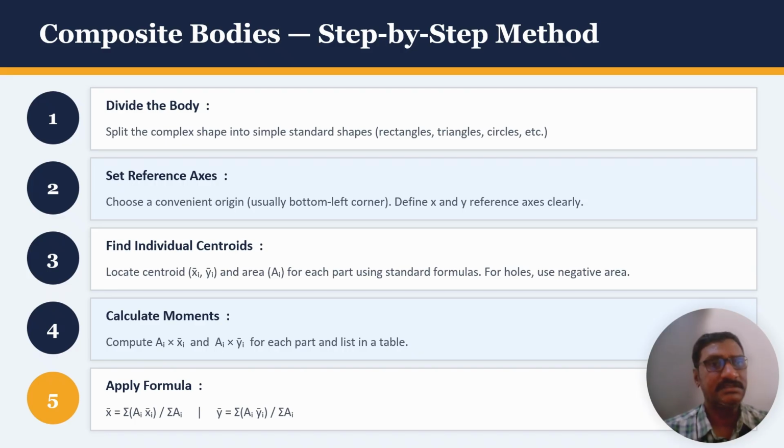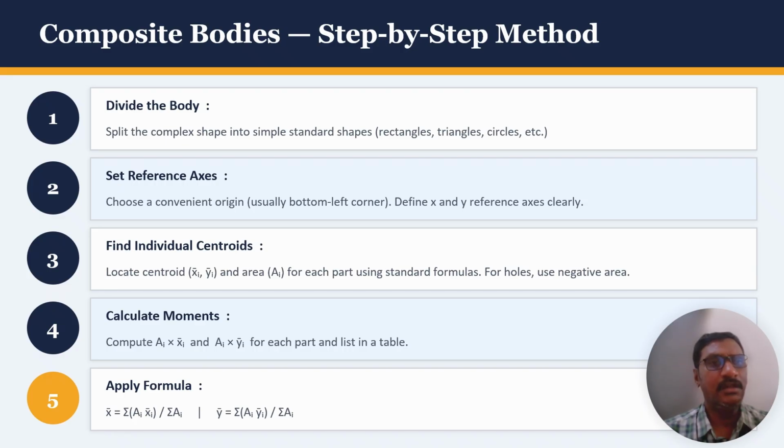And the fourth step is construct the tabular calculation. This is where engineering discipline comes in. Set up a neat table with the following columns: part number, area A with a sign, negative for holes, x bar i, centroid x coordinate from the reference, y bar i, centroid y coordinate from the reference. Then Ai times x bar i, the first moment of area about the y axis, and Ai times y bar i, the first moment of area about the x axis.